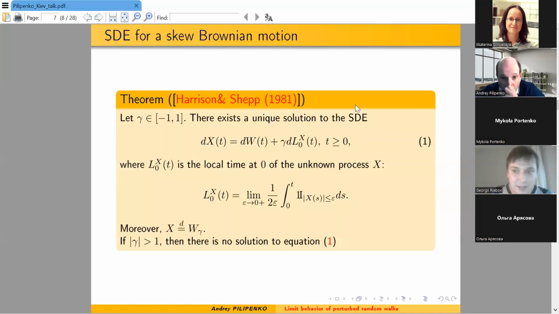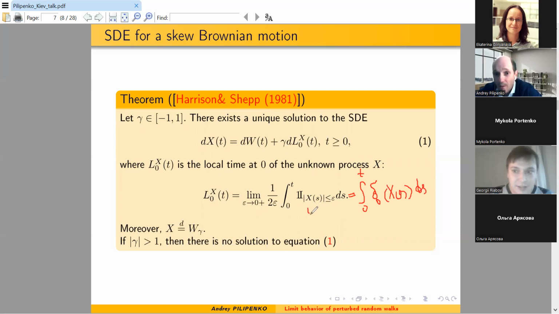Okay, sometimes the local time is identified, well, formally, with the integral of the delta function of the unknown process x of s. Yes, indeed.